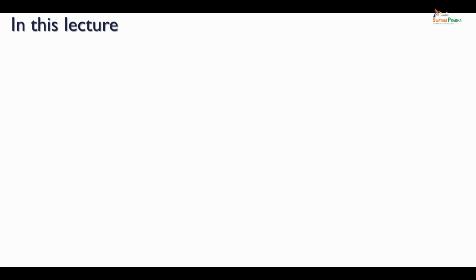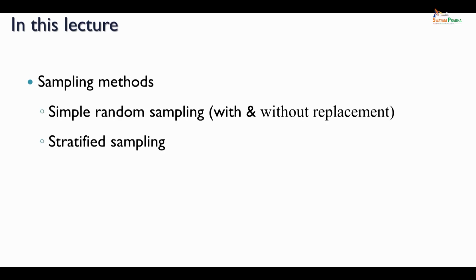So, in this lecture we are going to see about some of the sampling methods. Here we are going to discuss simple random sampling and stratified sampling. In simple random sampling there are two methods by which the sampling can be done, that is simple random sampling with replacement and without replacement. Let us see one by one in detail.